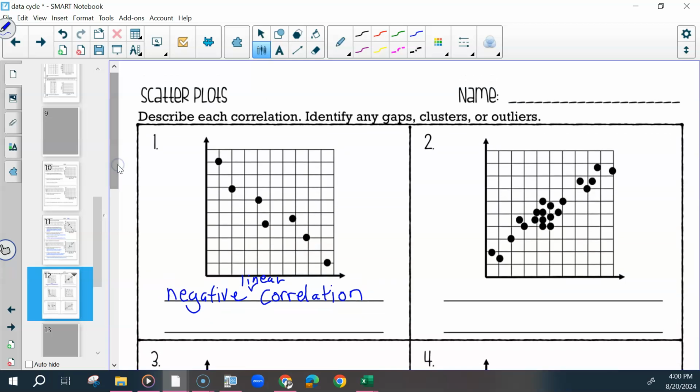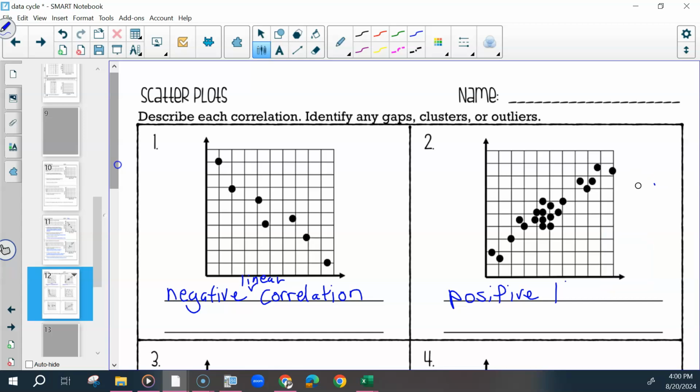If I look at number 2, it's definitely facing the opposite way. So I see as my x values keep going up, my y values are also going up. Whatever this is, it goes up. Whatever this is, it goes up, and so on and so forth. So that would be the opposite. That would be a positive linear correlation.